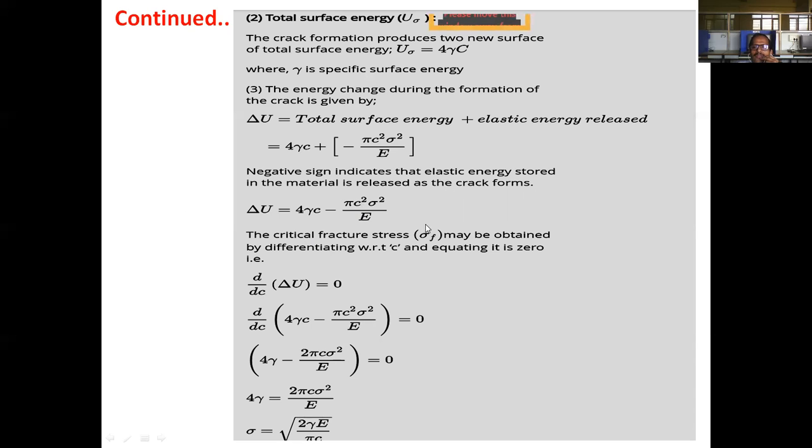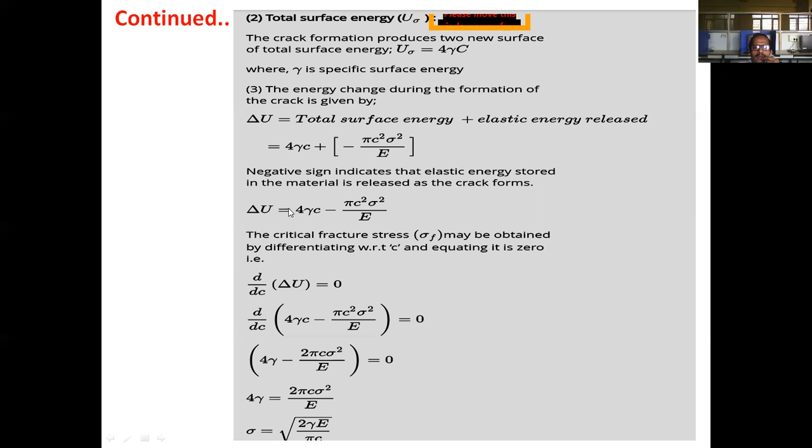Now we are interested in calculation of critical fracture stress, so the stress at which fracture or failure of material is initiated in the material. That critical fracture stress may be obtained by differentiating with respect to C and equating it to 0. So we have to take the derivative of delta U with respect to C and equate that derivative with 0. So that means d delta U by dC is equal to 0.